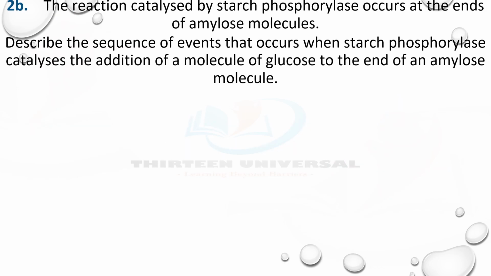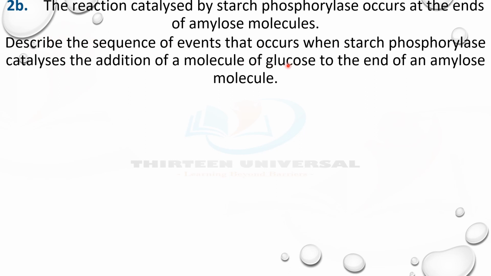The reaction catalyzed by starch phosphorylase occurs at the end of amylose molecules. Describe the sequence of events that occurs when starch phosphorylase catalyzes the addition of a molecule of glucose to the end of an amylose molecule. Remember that starch phosphorylase is an enzyme. They're just asking us for the enzyme's mode of reaction. Remember the substrate here is glucose, so glucose binds to the active site. That's what they mean by describe the sequence.